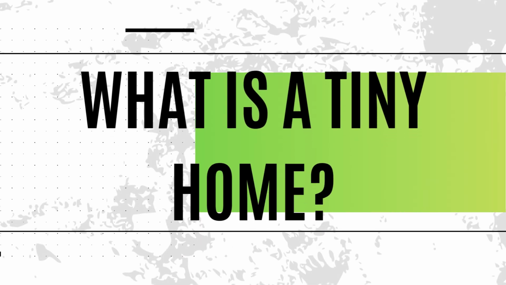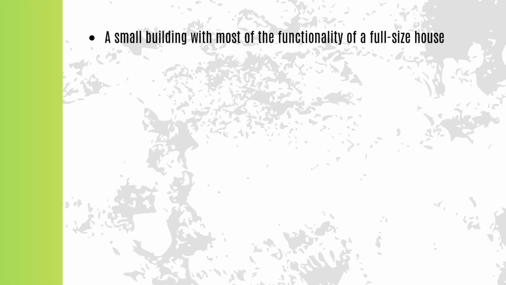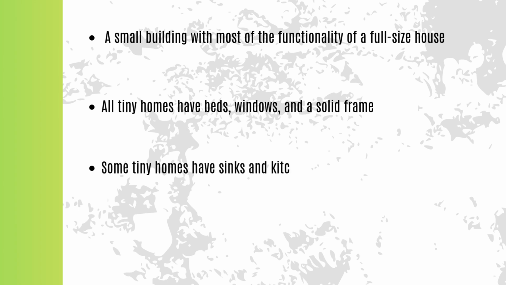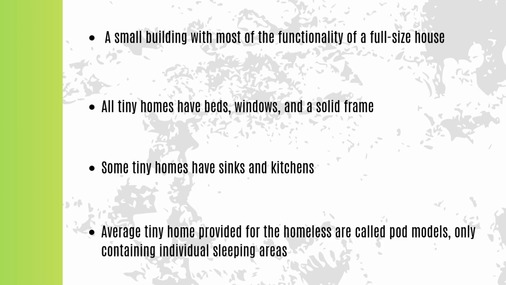To begin, a tiny home is a small building with most of the functionality of a full-size house. All tiny homes have beds, windows, and a solid frame to keep the outside elements from getting in. Some tiny homes have sinks and kitchens, but the average tiny home provided for the homeless are called pod models, which only contain individual sleeping areas.